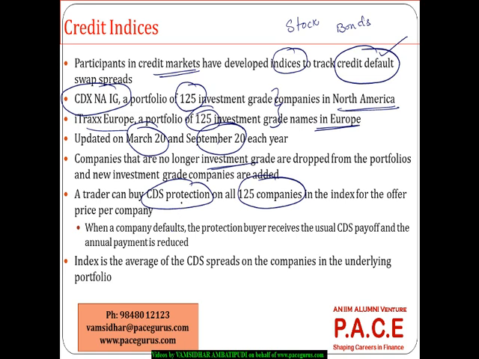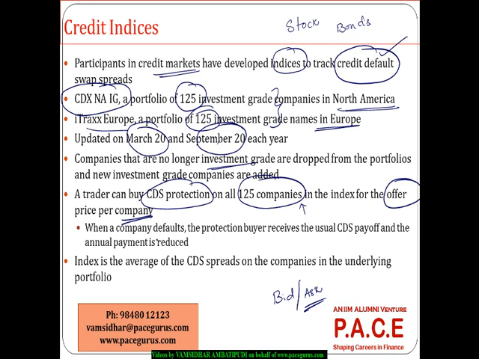So I can go for CDS protection on all 125 companies as per the offer price. Again, we have a market maker for it who will quote a bid as well as an ask price. Whatever offer price the dealer is quoting, we can buy protection on all those 125 companies at that offer price per company. So instead of going on one reference entity at a time, we are going with 125 reference entities at a time.